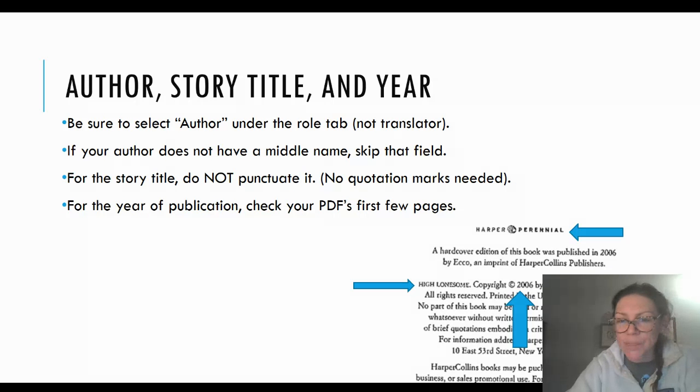I'm also going to see two other things, which are the publisher as well as the book from which it came. So Harper Perennial, the arrow that's kind of pointing to the left, is the publisher. High Lonesome is the story collection, the anthology from which the story came. So I'm going to use all that information on the next slide.